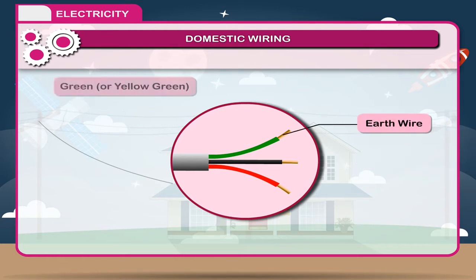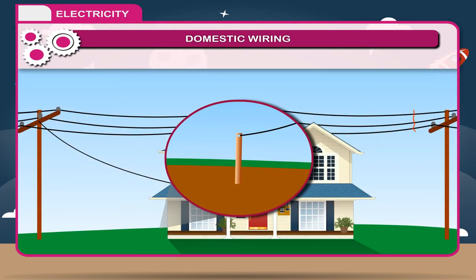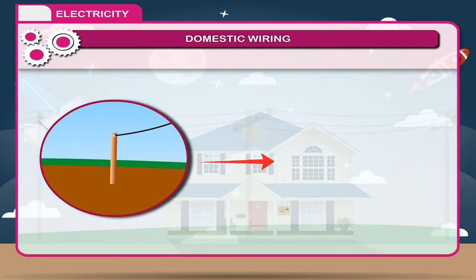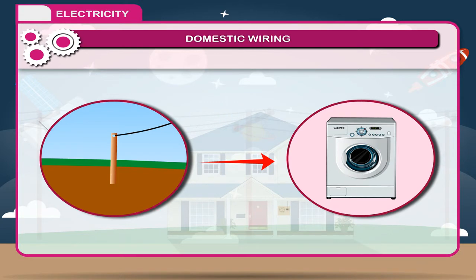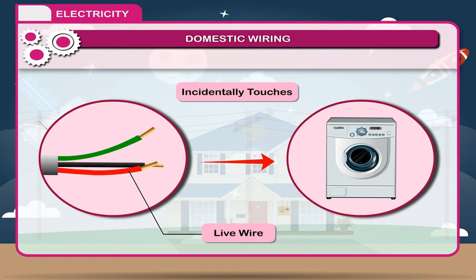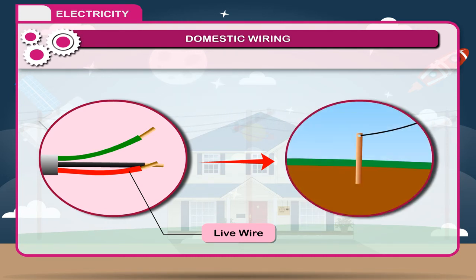The third wire is green or yellow-green in color. Earth wire may be taken from pole or a metal plate sunk deep in the earth. It is a safety measure and does not in any way affect the supply. Earth is usually connected to the body of the electrical appliances. If any time the live wire incidentally touches the body of the electric appliance, the earth wire sends the current from the body of the appliance to the earth.